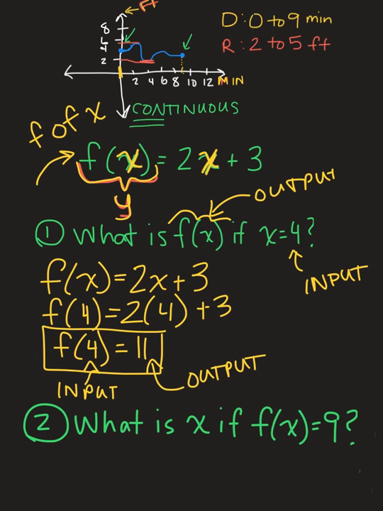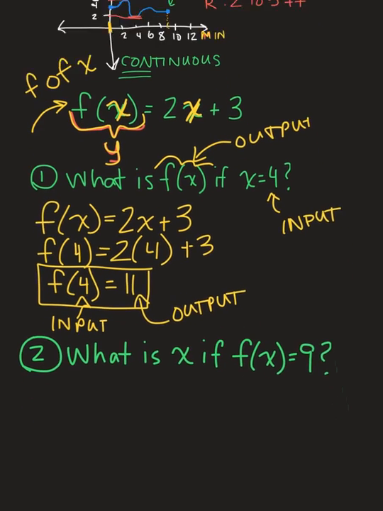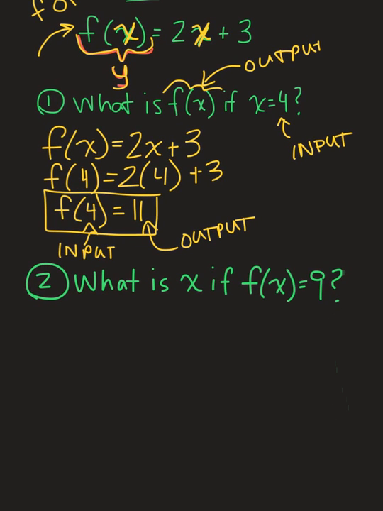And this is important because it gets a little confusing when we switch it around. So on question 2, it asks, what is x if f of x equals 9. So I haven't been given an input. Instead, I've been given an output. I need to find my input. I need to find the value of x that gives an output of 9.